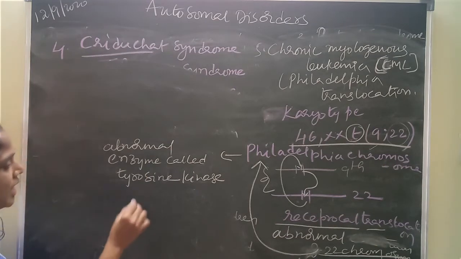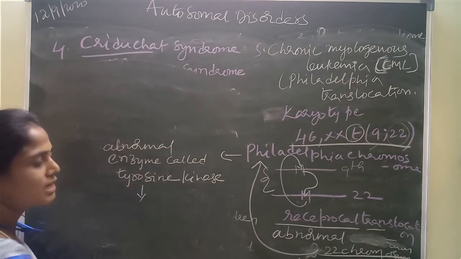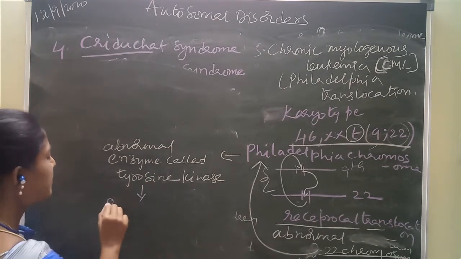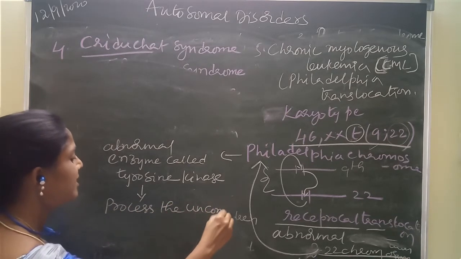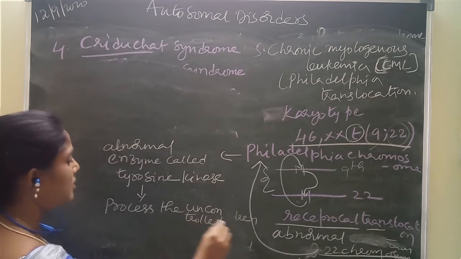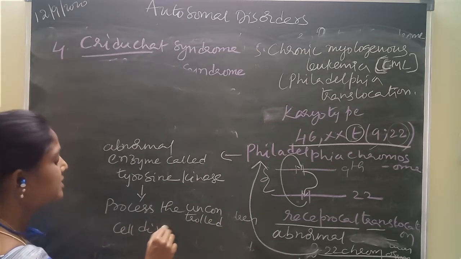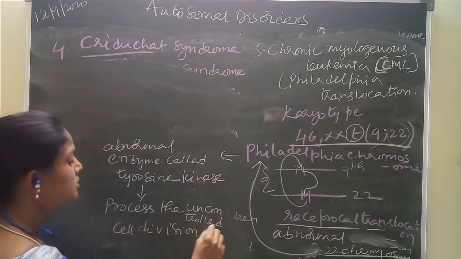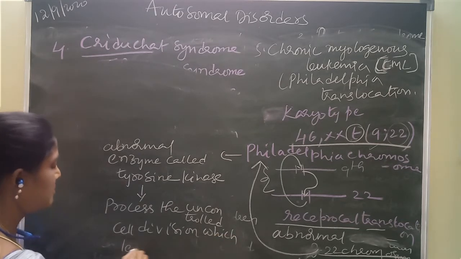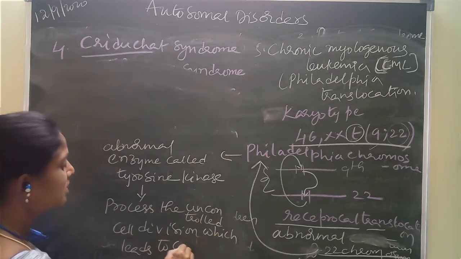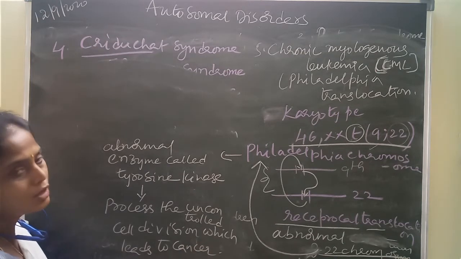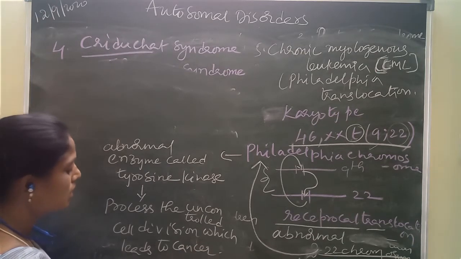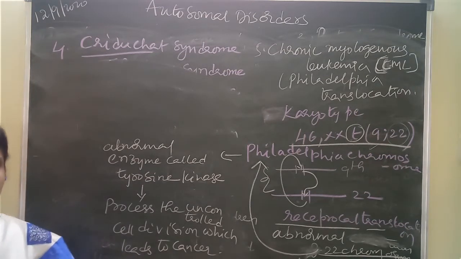Now this abnormal enzyme called tyrosine kinase will cause uncontrolled cell division, which leads to cancer, which we call chronic myelogenous leukemia.